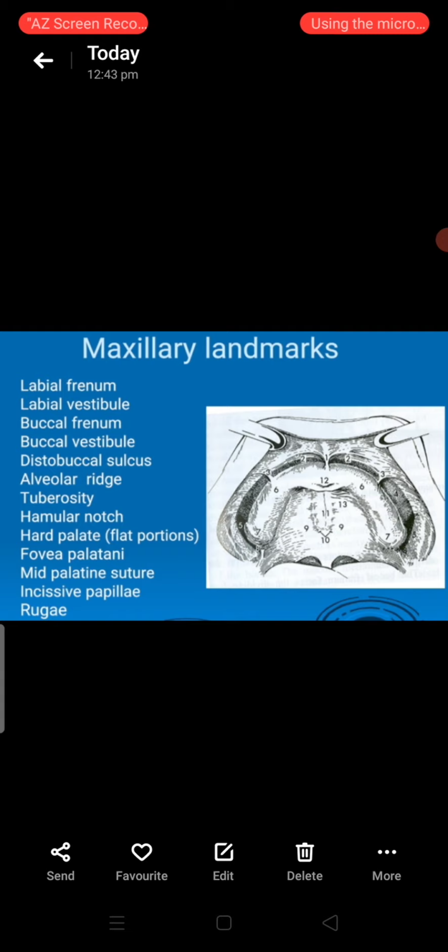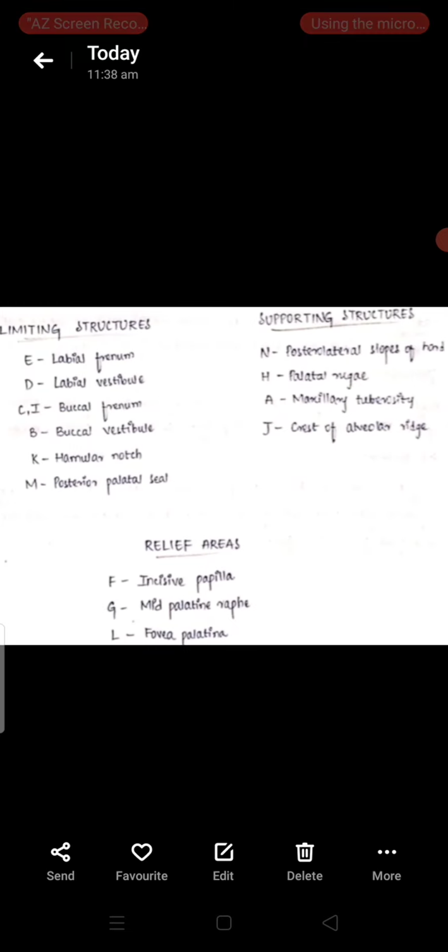The hamular notch is marked by number 8. When we move from 8 toward the mid area of the posterior border of the palate, there is the posterior palatal seal area. These are the limiting structures, which we divide into anterior, buccal, and posterior for easy remembrance.